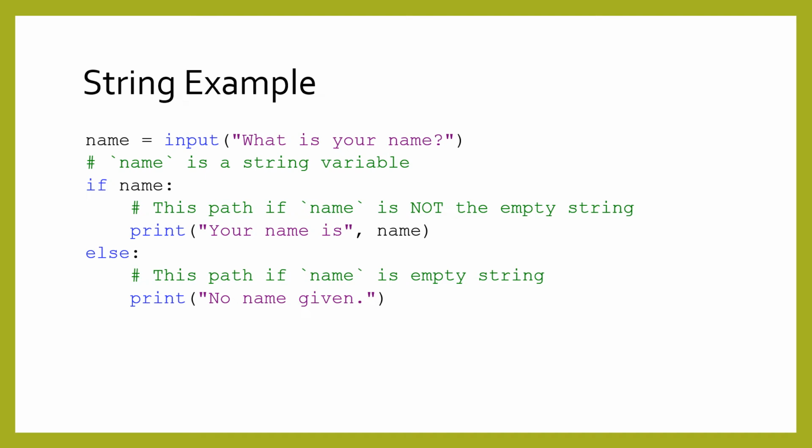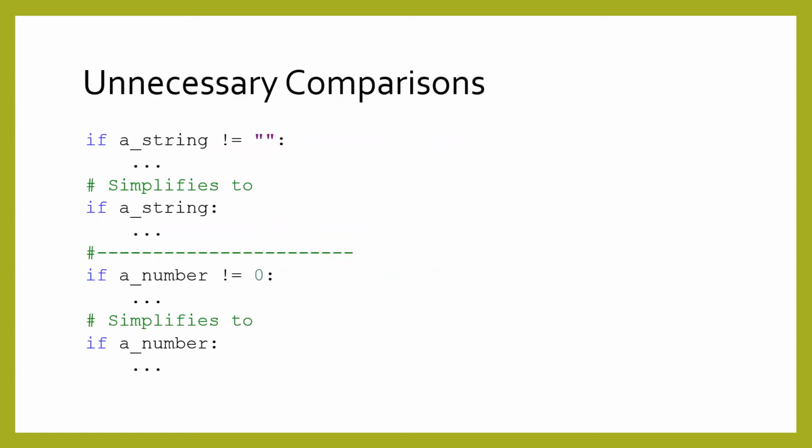Let's look at a simple example, where we take some input from a user. If the user entered an empty string, then we'll print out a different message. When you need to check if a string is not empty, or a number is not zero, truthiness is a great way to go. Notice how each of the following can become much more concise and clear.